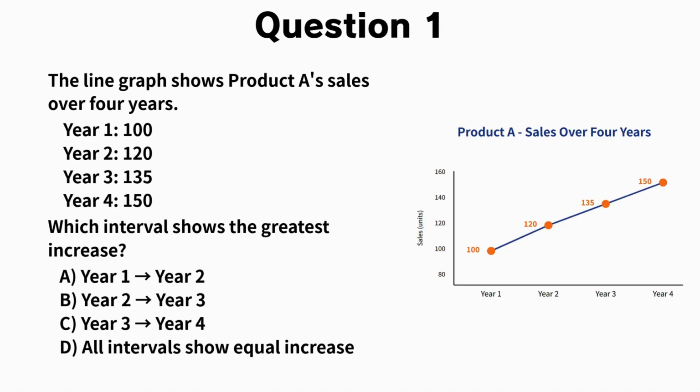Question 1. The line graph shows product days sales over 4 years. Which interval shows the greatest increase? Take a moment to compare each interval carefully.